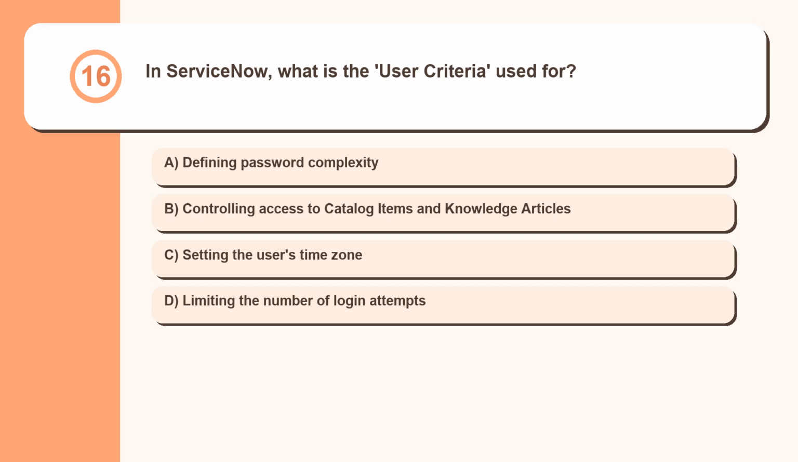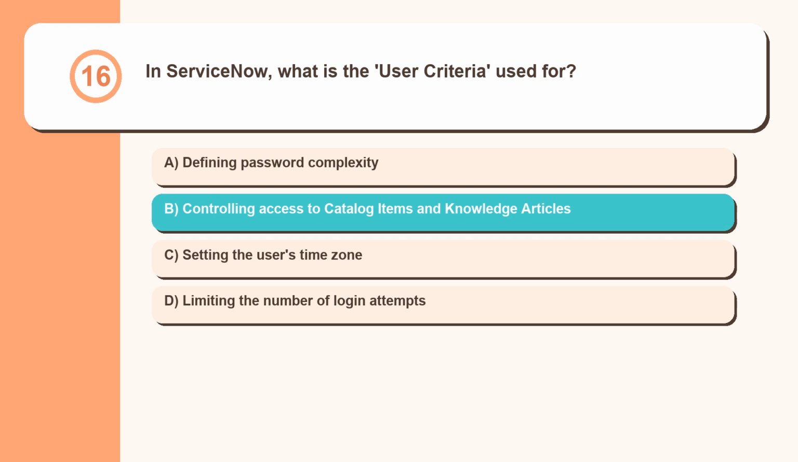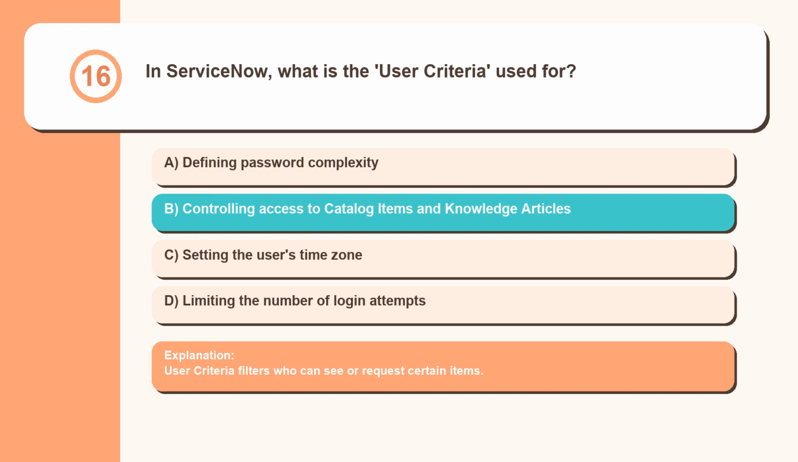Question 16. In ServiceNow, what is user criteria used for? Defining password complexity, controlling access to catalog items and knowledge articles, setting the user's time zone, limiting the number of login attempts. User criteria filters who can see or request certain items.